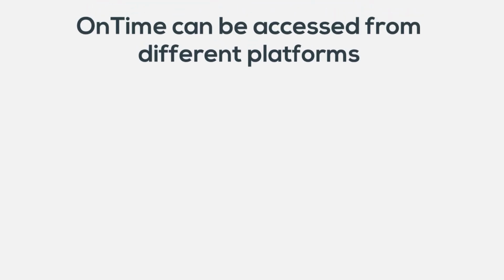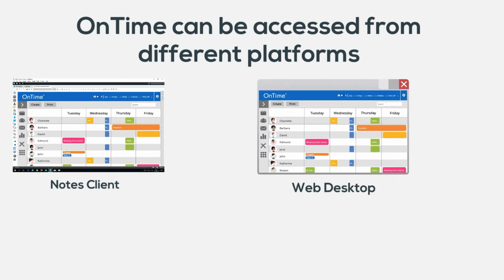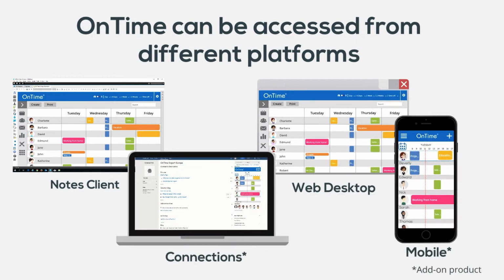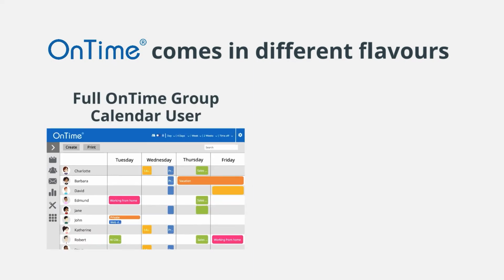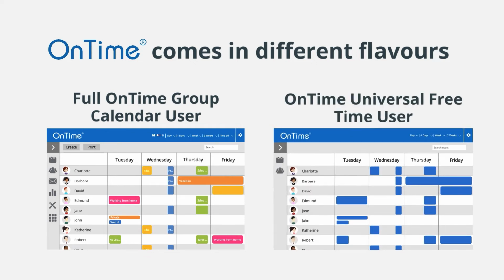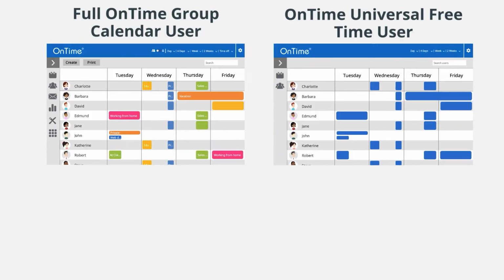The group calendar can be accessed through different platforms, including from Notes, a web browser, in Connections, and on mobile. OnTime comes in different flavors with different access levels for the user. There is the full OnTime Group Calendar user who can see the calendar details and use all the smart features and functions. And then there is the universal free time user, which shows you a simpler version of the group calendar with people's calendar entries blocked.